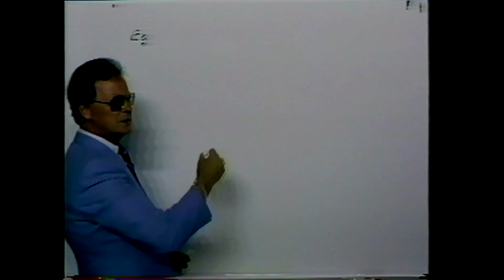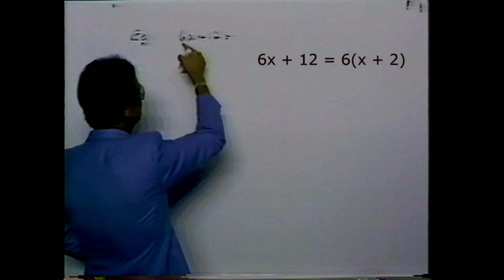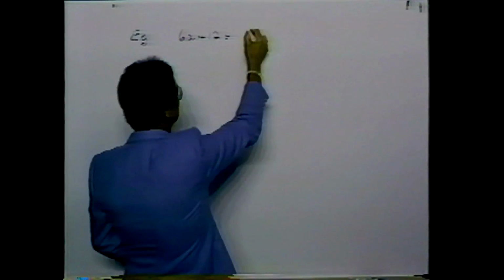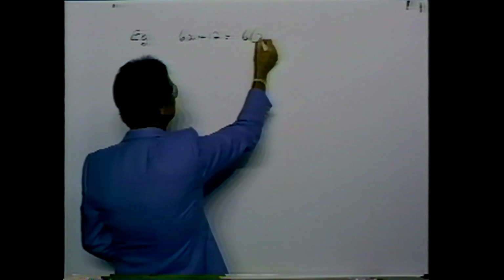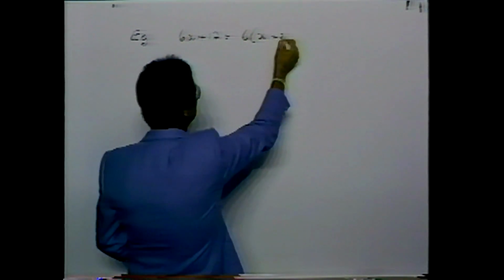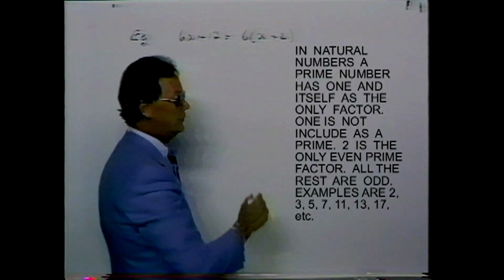We have 6x plus 12. The common factor to both of these terms is the number 6. So 6 taken out as a common factor leaves x behind for that term and plus 2 behind for that term. Here's another example.